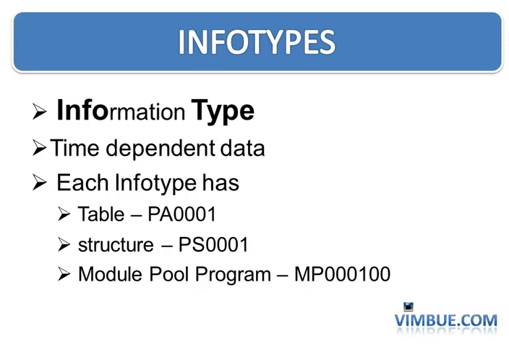MP0001, or MP0002 for info type 2, and then 00 would be the submodules of the program. So what I'm actually trying to explain over here is that info type is nothing but a module pool program facilitating database maintenance for a table. But the table is going to save a specific sort of information, and so it is called an info type, a mix of module pool program as well as the table.